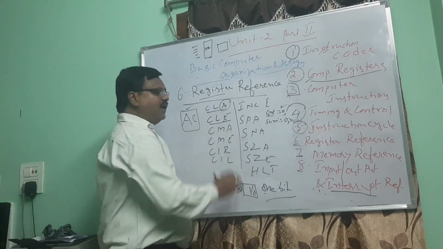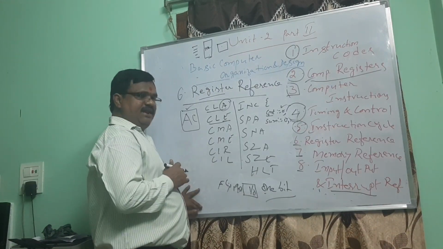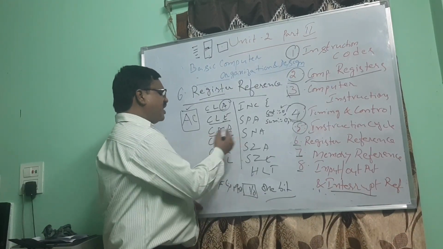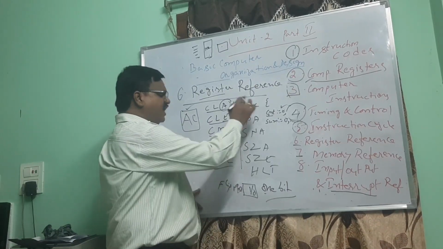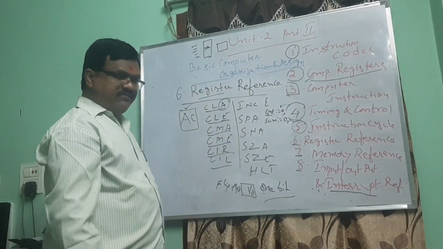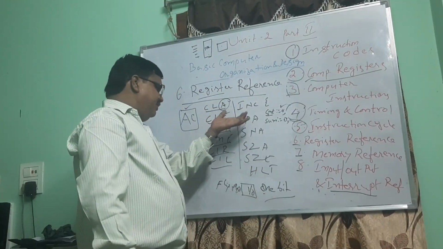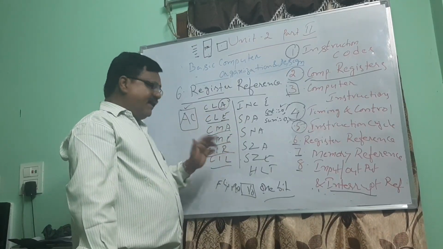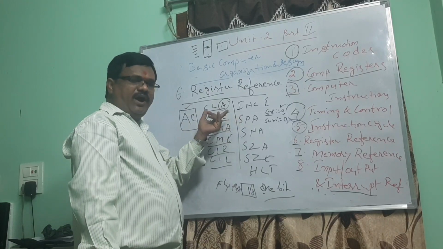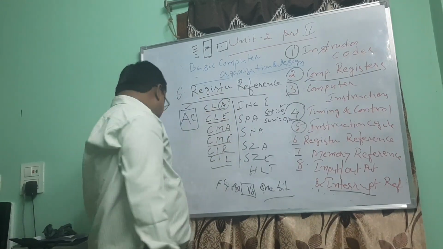So if you want to clear the enable flag, we use CLE. Of course CMA is complement, CME, circular right, circular left. Like this, there are different types of register reference instructions. Each and every meaning of the register reference instructions, and what the output will be at the end of each instruction, all these things we will discuss in register reference.